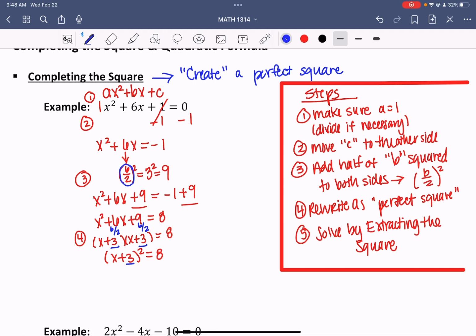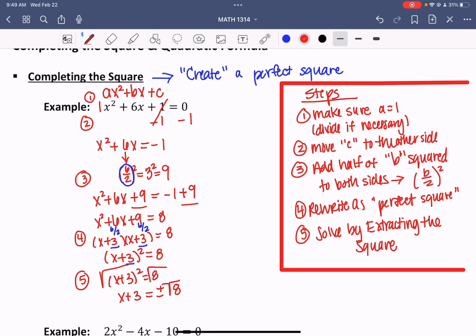And then number 5 is solve by extracting the square. So in order to extract that square, I would take the (x + 3)² = 8. I would square root both sides. So that gives me x + 3 = ±√8.